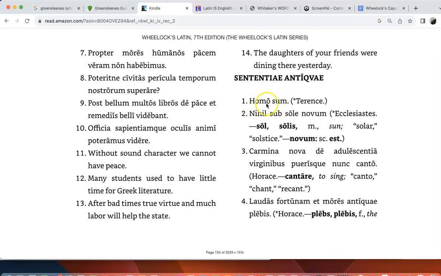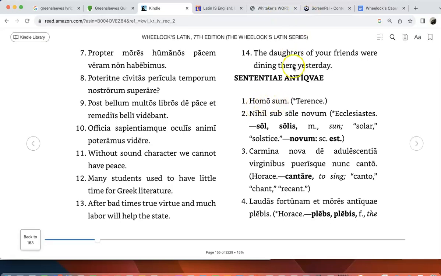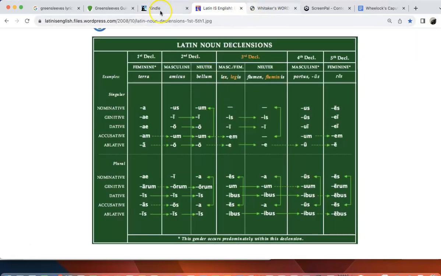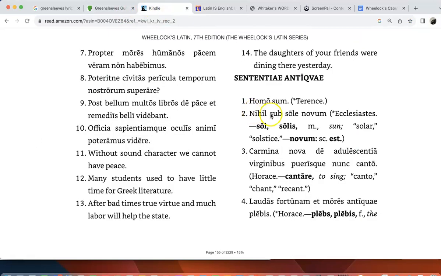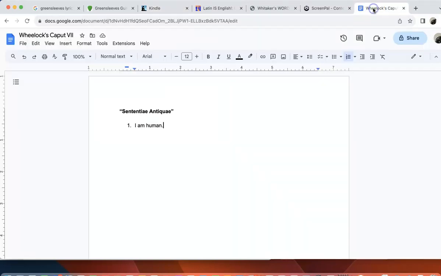So that was pretty straightforward. Now, homo is third declension, but here we're just using it as a noun. And so, homo sum, I am human. Number two, nihil sub sole novum, from the book of Ecclesiastes in the Old Testament. Nothing new under the sun. So nihil novum. So that is nothing new under the sun. So let me write that down and then try to explain it in further detail.